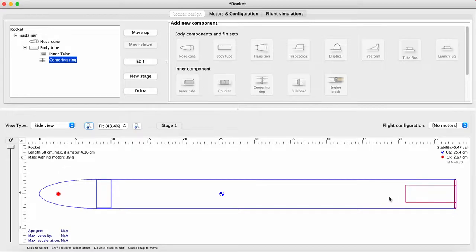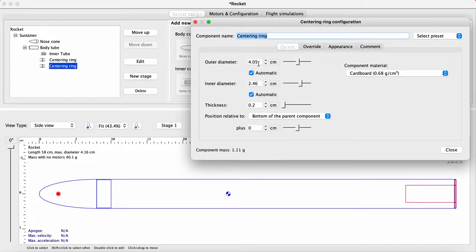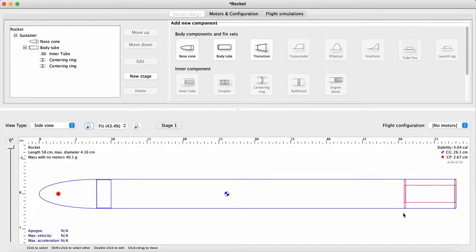But we need another centering ring too, because just having one is not going to be too stable. We want another one down here, right? So I'm going to pick another centering ring. I want it the same exact size, but now I want it offset from the bottom of the parent component, the body tube, by about 7 centimeters. So I want it 7 centimeters behind the end of the tube. So that's -7, 7 behind the end, right? And if I click close, you see now I have 2 centering rings. And now this guy is bound in here wonderfully, right?